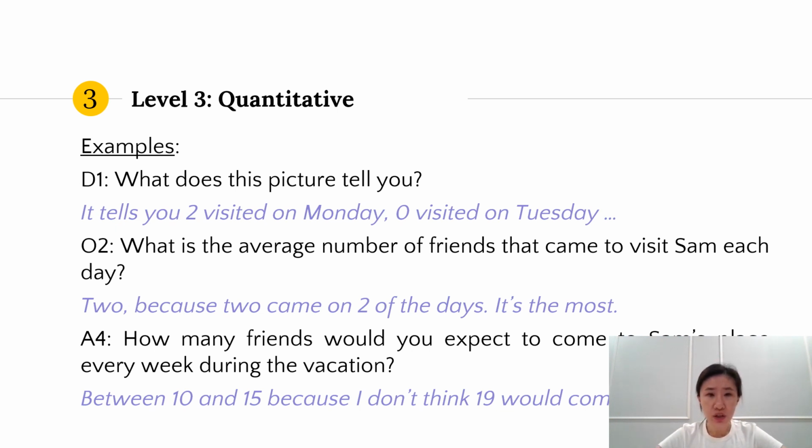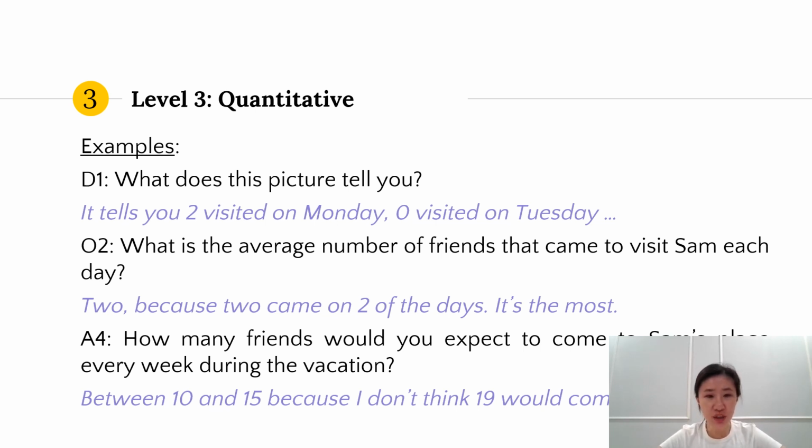So what does this picture tell you? The same question. So they may say that it tells you 2 visited on Monday, 0 visited on Tuesday, and so on. You can see that these answers here are more accurate and elaborate as compared to level 2 or level 1 thinkers. The second question, what is the average number of friends that came to visit Sam each week? So they may say 2 because 2 came on 2 of the days, it is the most, so they may come up with certain justification on how they get the average value.